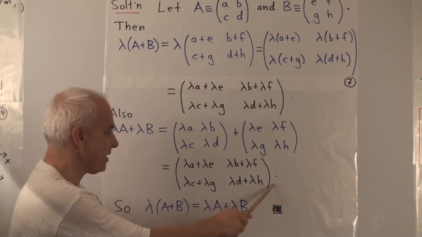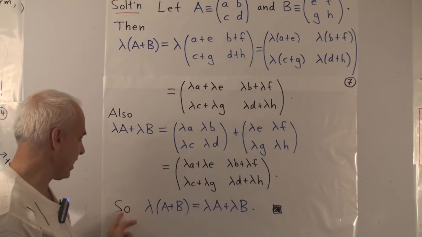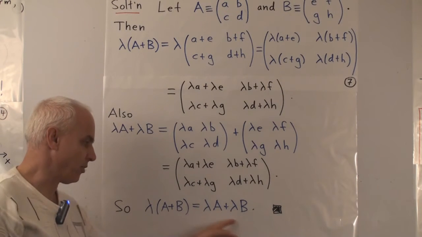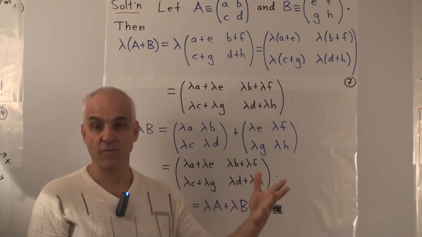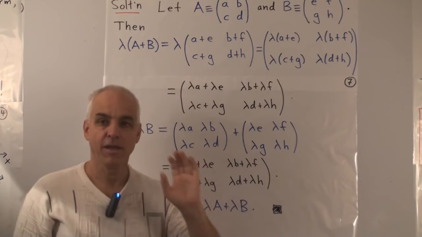And now we see that this matrix and this matrix are exactly the same. So we can say lambda times (A plus B) equals lambda A plus lambda B. So there's our conclusion written as a sentence. And there's a little square denoting the end of the proof. So that's a model for what I want you to do.